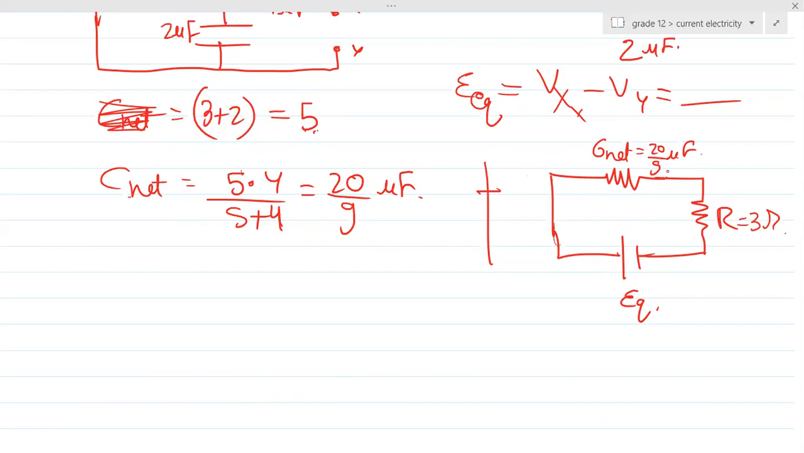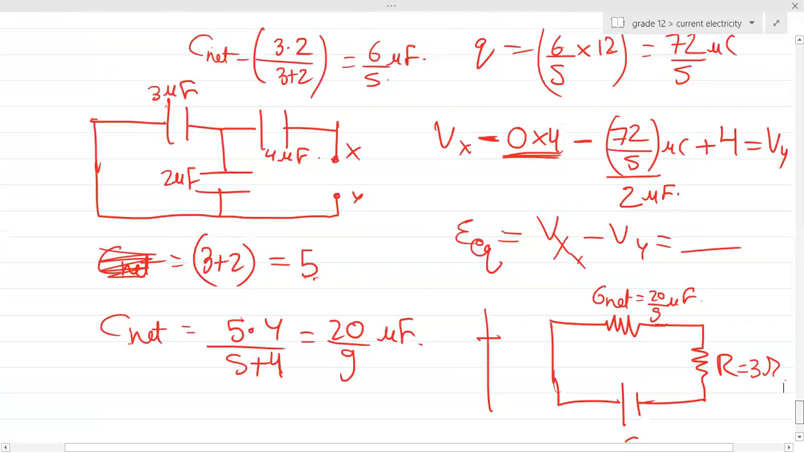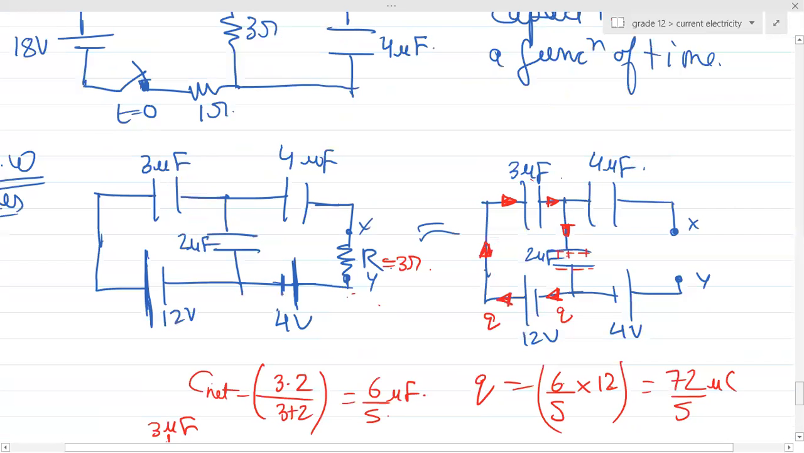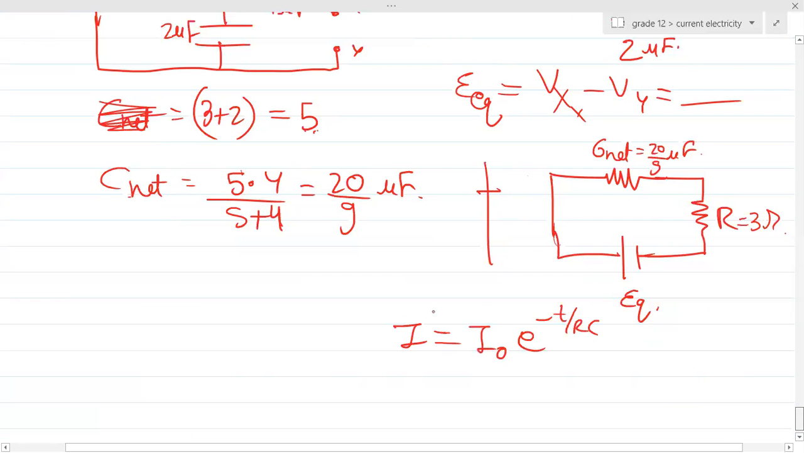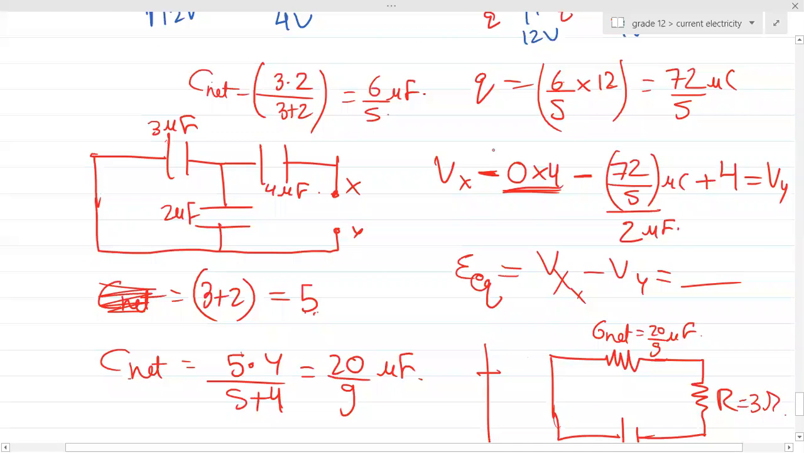Yes, sir. Okay, so this is it about current electricity. Sir, in the question you asked to find the current as a function of time. So tau is equal to RC. I is equal to I naught into e to the power minus t by RC. Is this the formula? If you remember, E equivalent divided by R, whatever E equivalent is there, you will find out the value, right? This will be 0. This will be 72 by 10, 7.2. So minus 7.2 plus 4, so 3.2.